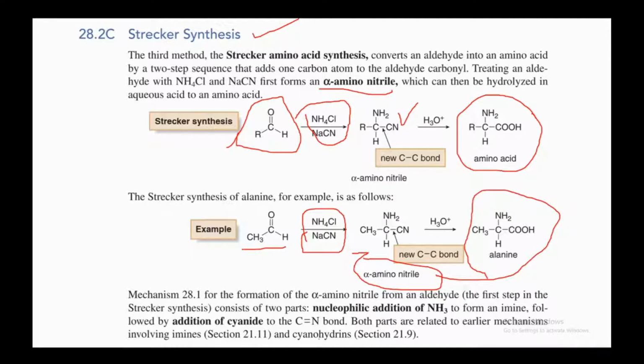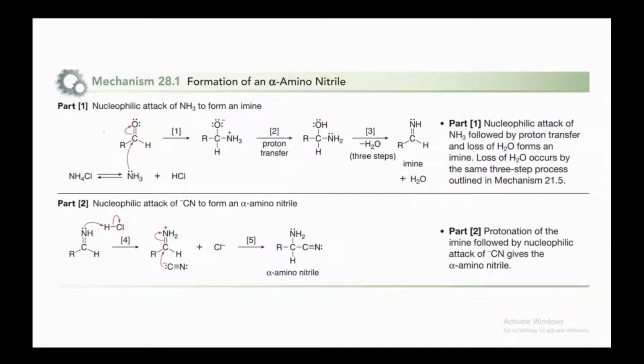So the mechanism for the formation of α-amino nitrile from an aldehyde. The first step in the Strecker synthesis consists of 2 parts. One is nucleophilic addition of ammonia to form an imine, followed by addition of cyanide to the carbon-nitrogen double bond. Both parts are related to earlier mechanisms involving imines and cyanohydrins. So that's the first step.